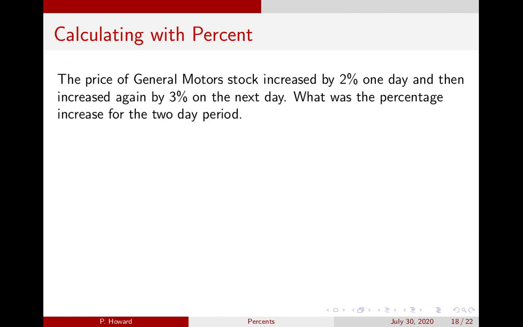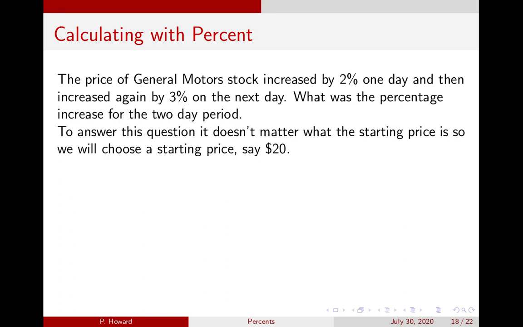Another problem, the price of General Motors stock increased by 2% one day and then increased again by 3% the next day. What was the percentage increase for the 2-day period? So, as in the previous problem, the answer is not 2% plus 3%. And the reason is the same as the reason for the previous problem. Percentage increases are always calculated relative to the starting value. So let's do the calculations.